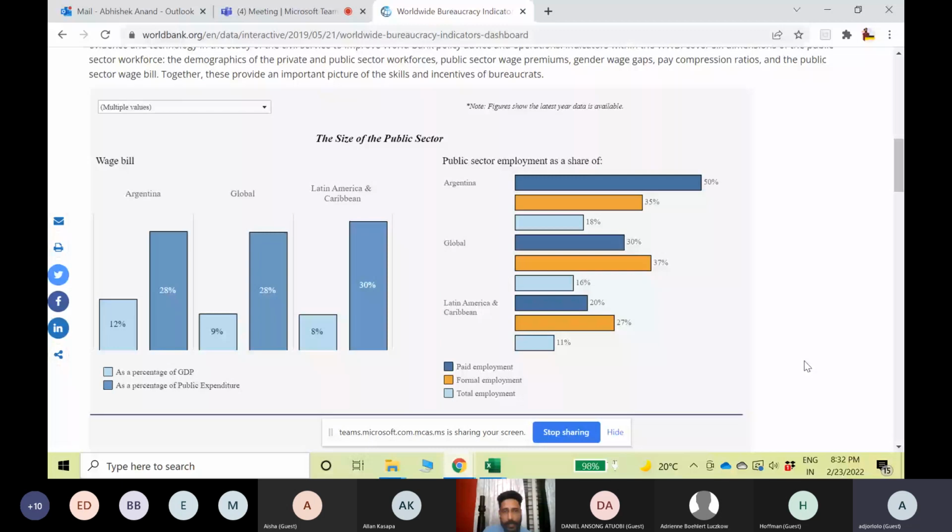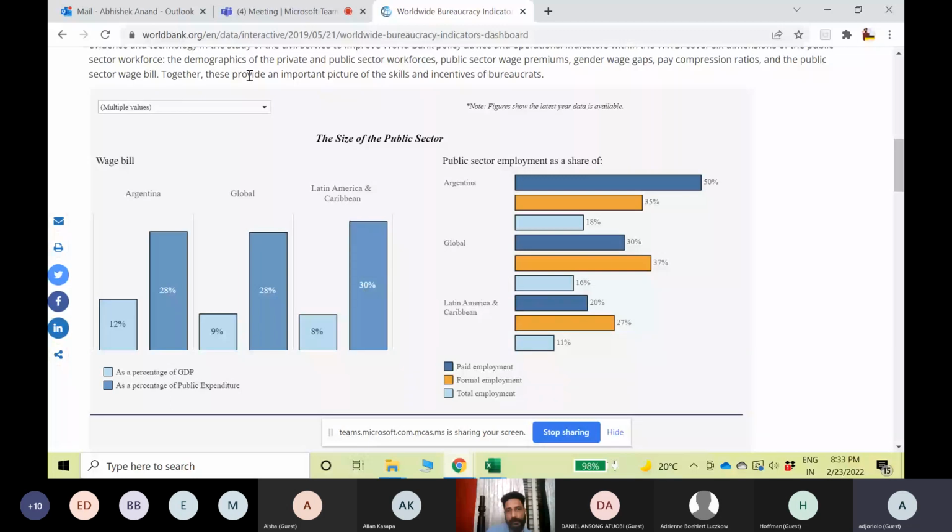For example, here, size of the public sector. So here, the wage bill, how much does government pay? So of the overall expenditure of the government in Argentina, 28% alone is on the wage bill. But globally, that number is also the same, around 28%. Slightly higher for the Latin American countries, around 30%. But what we are going to do, we are more interested in looking at Ghana. So I'm going to make certain changes, and all of you can just follow what I'm going to do now. And it's very simple. And then we would see not Argentina, but Ghana here.